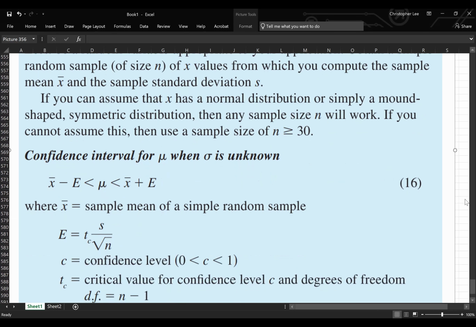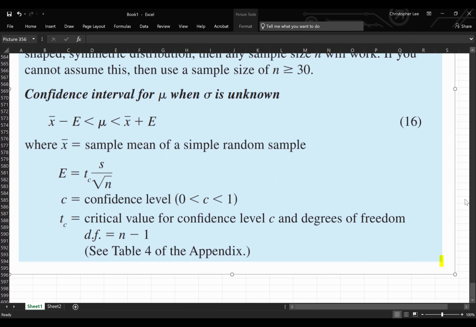Remember this formula? It's the answer to everything right here. X bar minus E less than mu less than x bar plus E. That's our answer for a confidence interval, where x bar is our sample mean of a simple random sample, and our margin of error is now T critical times the sample standard deviation over the square root of n. Our confidence level, once again, is between 0 and 1 because remember, it is a probability. And our T critical is our critical value for confidence level C and degrees of freedom n minus 1.